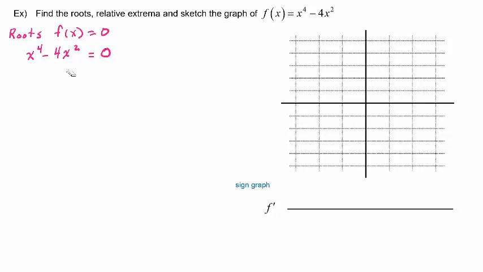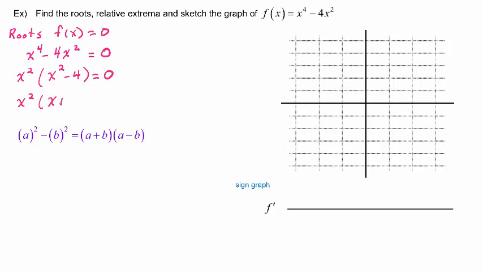We can factor out an x squared, and we would have x squared minus 4 equals 0. Now, of course, this factors. It's the difference of two squares. So we have x squared times x plus 2 times x minus 2 is equal to 0. So from this, we get x is equal to 0, -2, or 2.